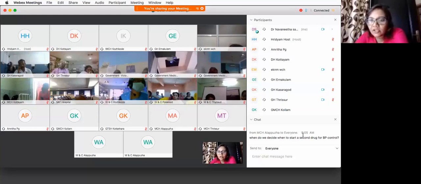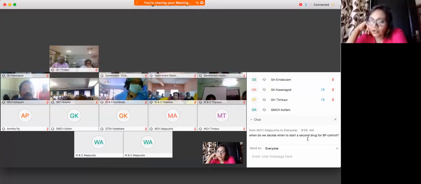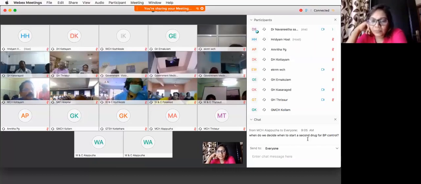One more question: when do we decide to start a second drug for blood pressure control? That will depend on the stage of hypertension. If it is stage 1, I would go slow, and if it is stage 2, I would go faster. Generally, I would give at least 2 to 4 weeks on one drug, seeing them weekly and slowly going up on the dose. So you start with the lowest dose possible.